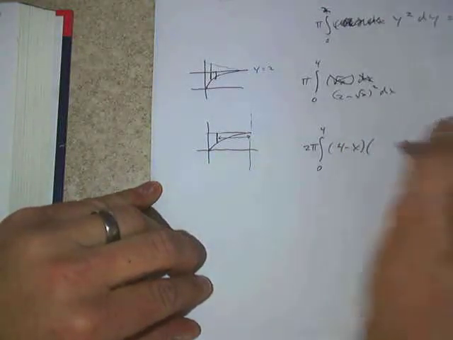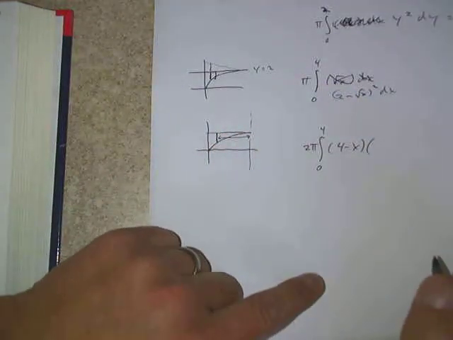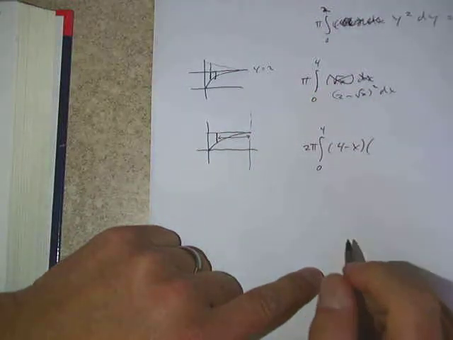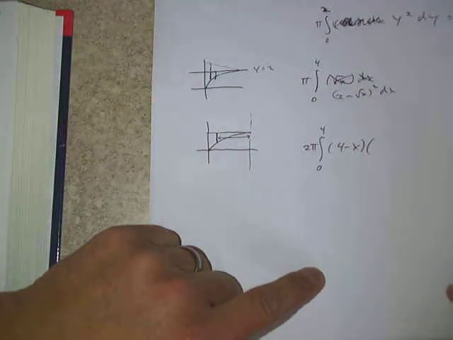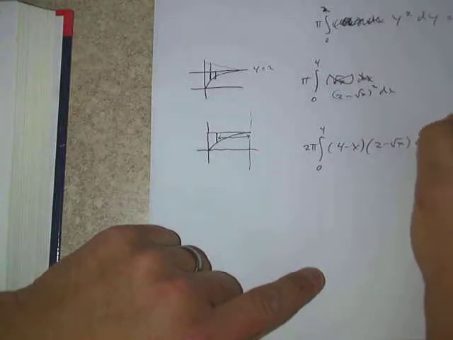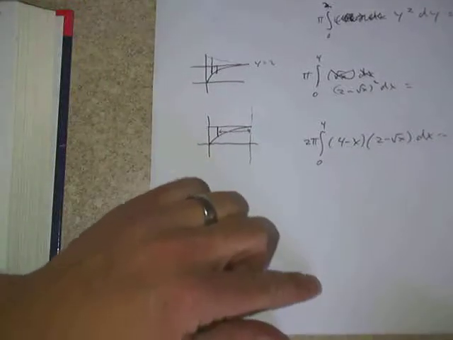We're going to need in this first parentheses the distance between the shell and the revolving line. So the question is, how far are the shell and the revolving line apart from each other? Well, what is this distance here? This little distance right here would be x. So this distance would be 4 minus x. So our first part of our integrand would be 4 minus x.